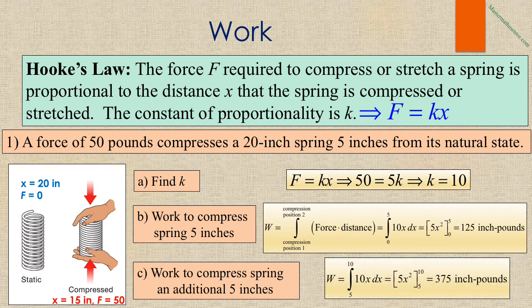If we want to compress our spring an additional 5 inches, our integrand remains the same, but now we integrate from 5 to 10. We end up getting 5x squared evaluated from 5 to 10, and we get 375 inch-pounds. So 3 times as much work is done compressing the spring an additional 5 inches as opposed to the first 5 inches.